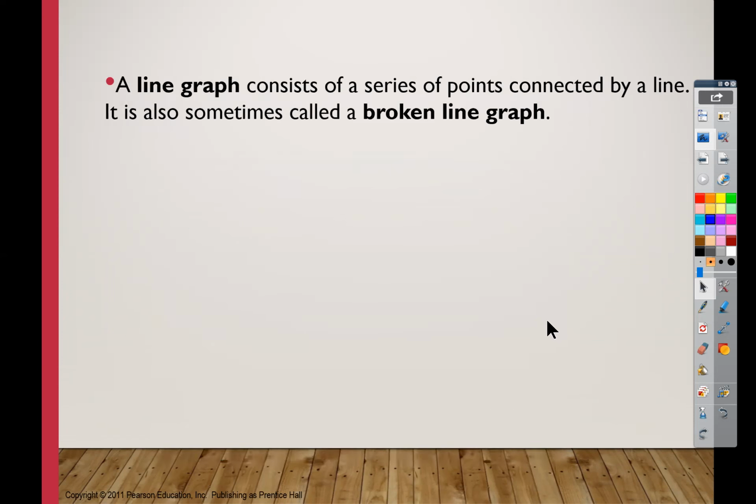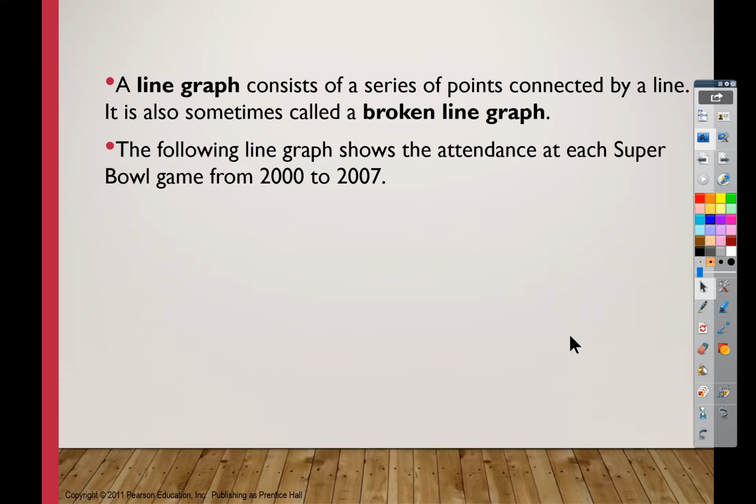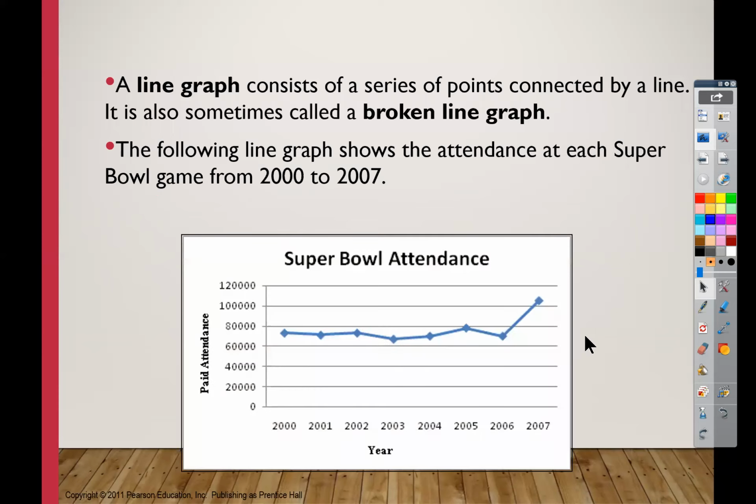A line graph consists of a series of points connected by a line. It's also sometimes called a broken line graph. The following line graph shows the attendance at each Super Bowl game from 2000 to 2007. So this is the same piece of information. It's just showing you the difference between the bar graph and a line graph.